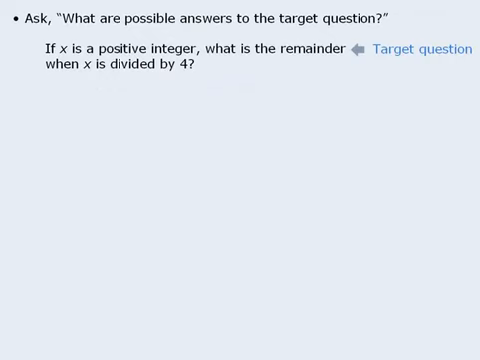Here's another target question. If x is a positive integer, what is the remainder when x is divided by 4? So what are the possible answers to this target question? What are the possible remainders when a number is divided by 4? Well, since a remainder is always less than the divisor, the possible answers here are 0, 1, 2, and 3. So when we examine our statements, our goal will be to determine whether each statement reduces these four possible answers down to just one answer.